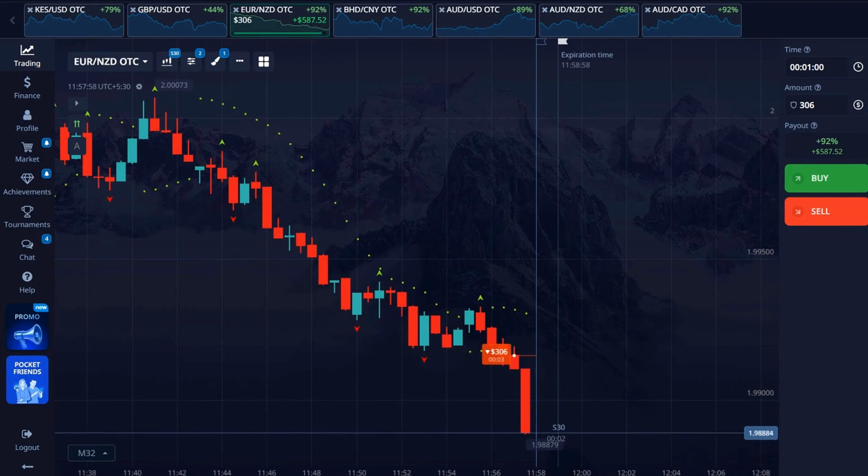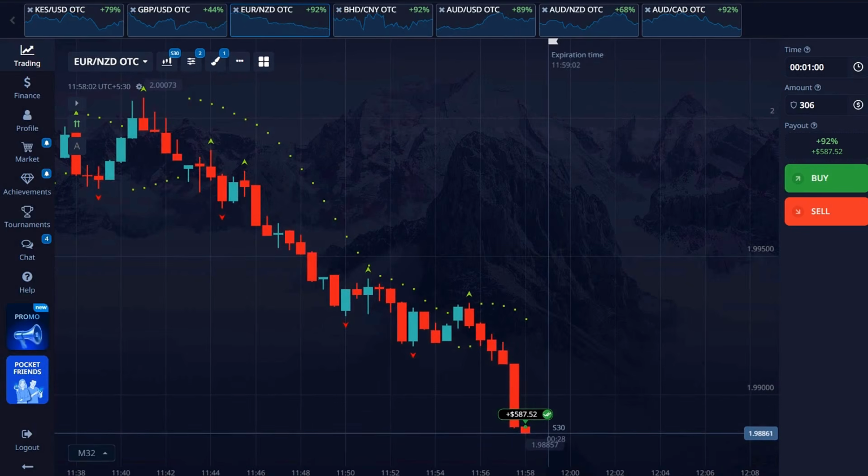Here's how the move completed. The candles extended even further in the same direction, closing firmly in profit zone.